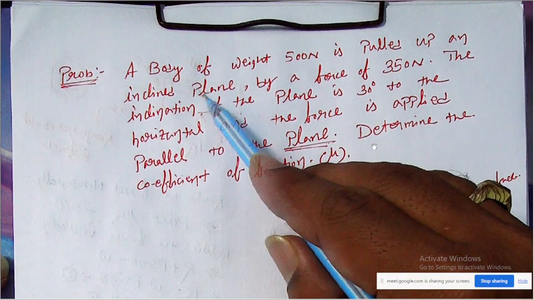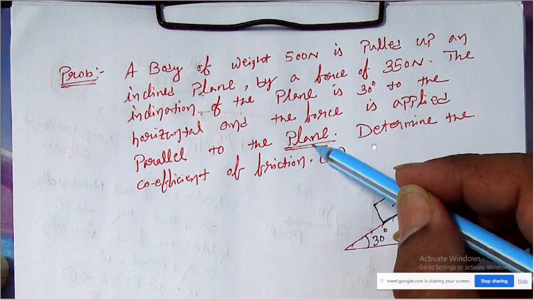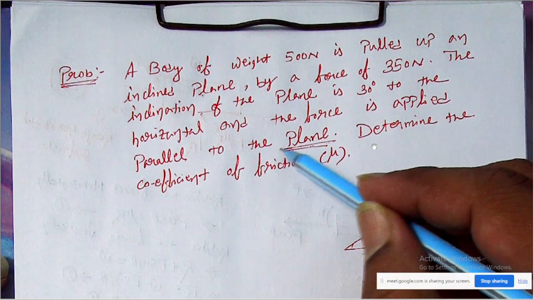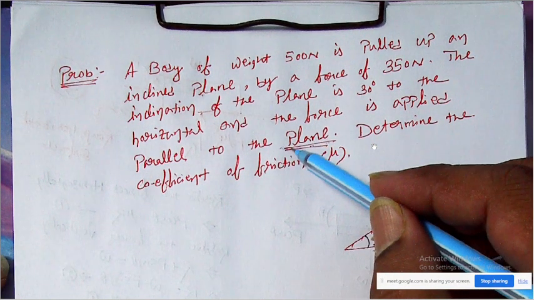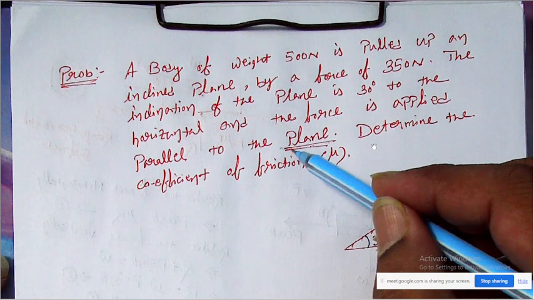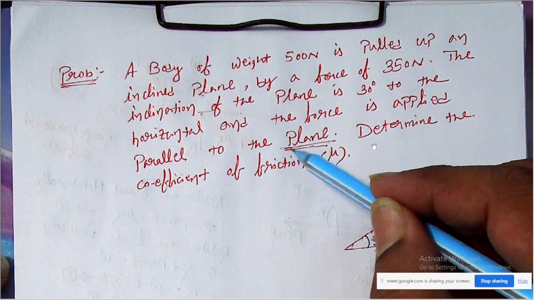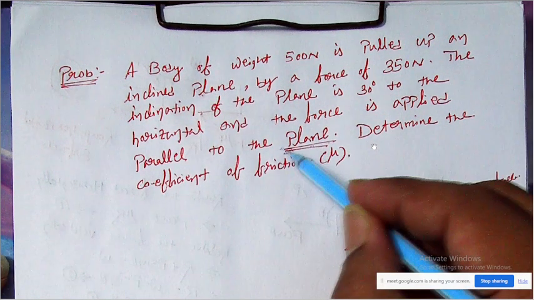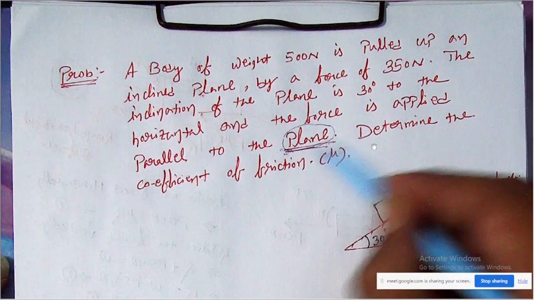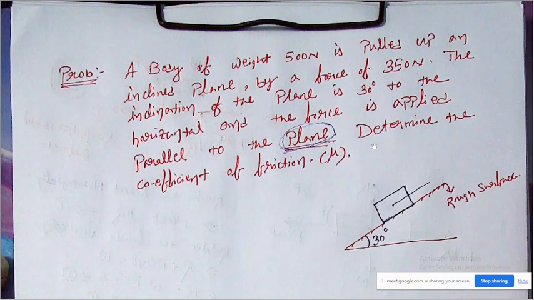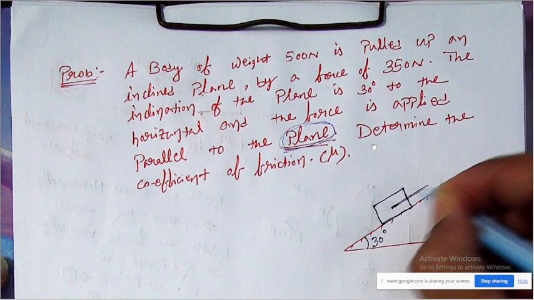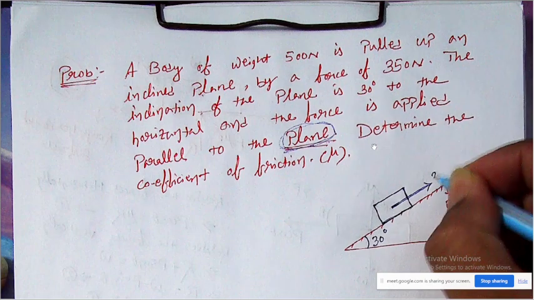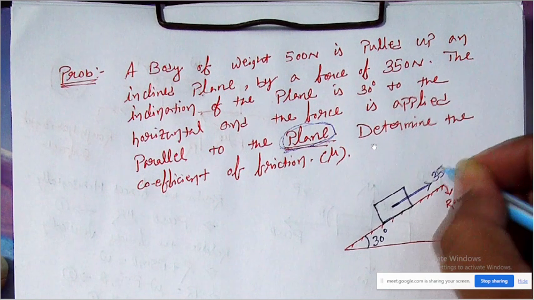Got it? If it is parallel to the horizontal plane, specifically, it will be indicated in the question that it is parallel to the horizontal plane. If it is an inclined plane question, we simply write parallel to the plane. So, students, all of you remember in this way. Parallel to the plane means a pull force is applied parallel to the inclined plane. So this is 350 Newton.